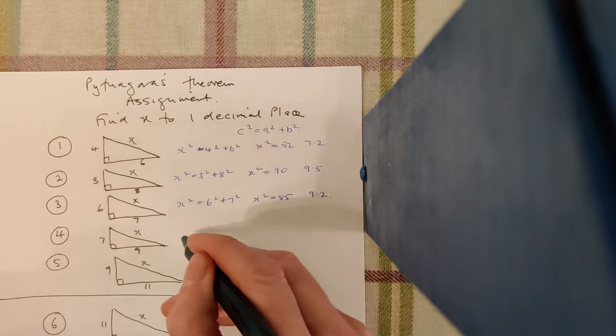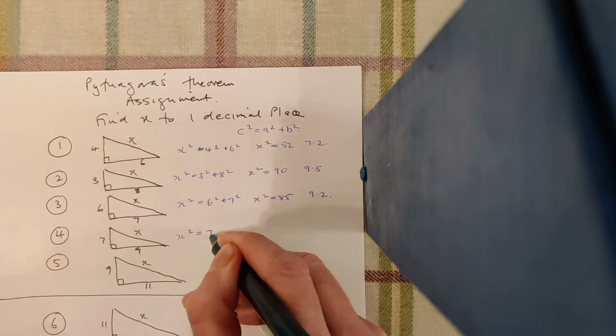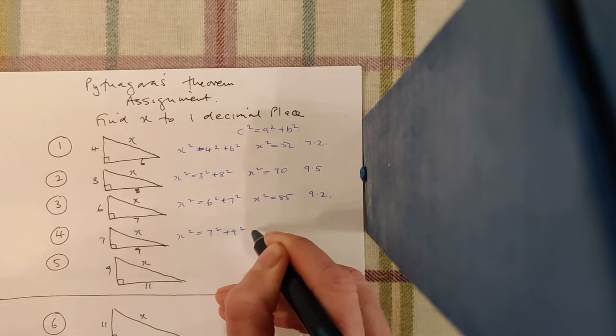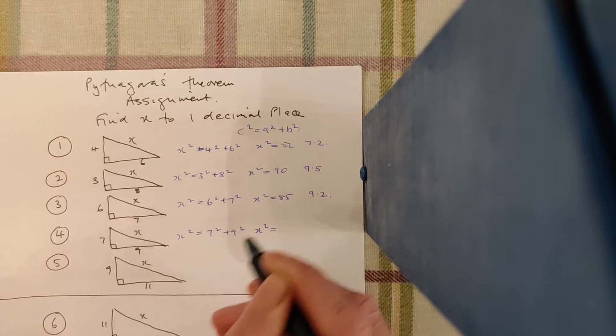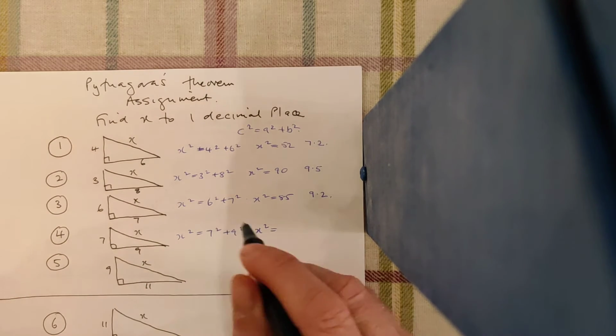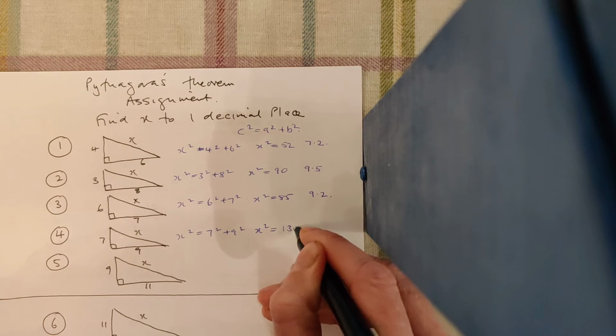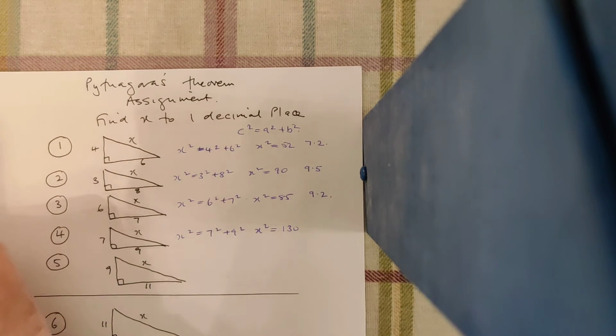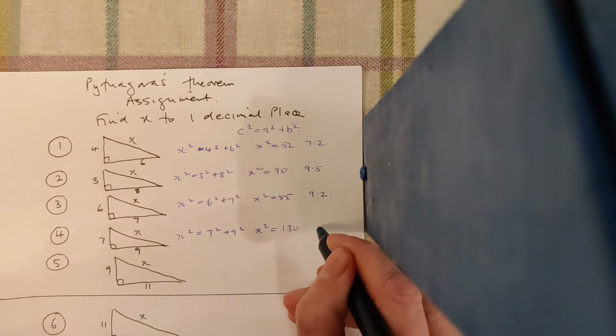Number 4, x squared equals 7 squared plus 9 squared. So x squared equals, so that's going to be 49 plus 81, which is 130, and then the square root of 130 will be the answer, which is 11.4.